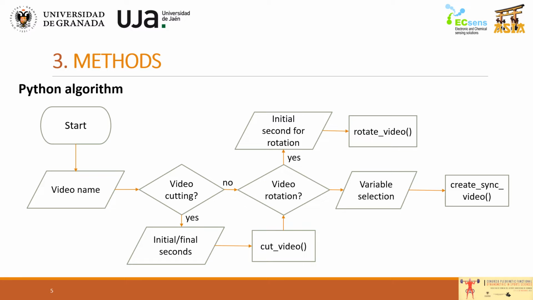In this slide, you can see the block diagram of the developed Python algorithm. Basically, it processes, selects, and extracts the data sent by the IMUs and synchronizes it with the videos, rotating the video when necessary and cutting the parts of interest out of it to provide different sets for the different cross-country skiing techniques.